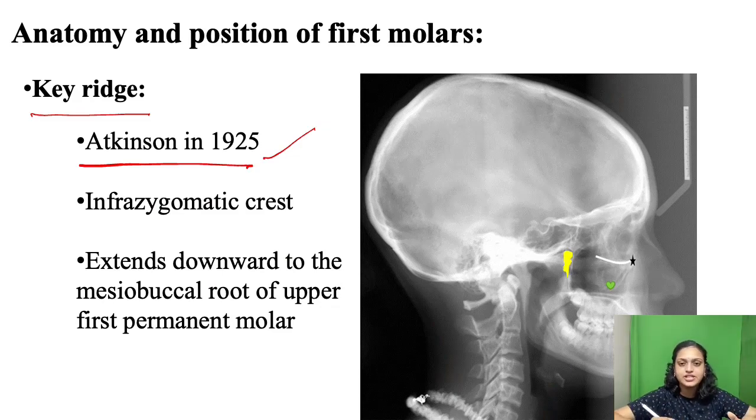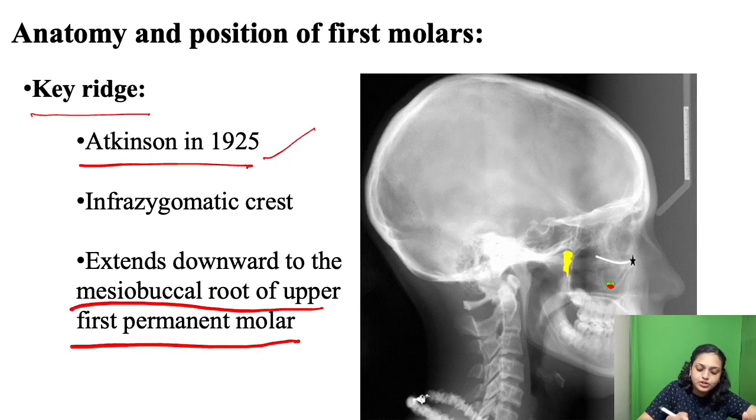So what is a key ridge? As you can see in this image, it is the infrazygomatic crest. So how is it important in distalization? Key ridge is always related to the upper first molar. The mesiobuccal root of the upper first permanent molar coincides with the infrazygomatic ridge. Based on this key ridge, the position of the molar can be determined. If the mesiobuccal root is at par with the key ridge, then the molar is in the right position. If it's mesial or distal, it means that the molar has moved forward or backward.